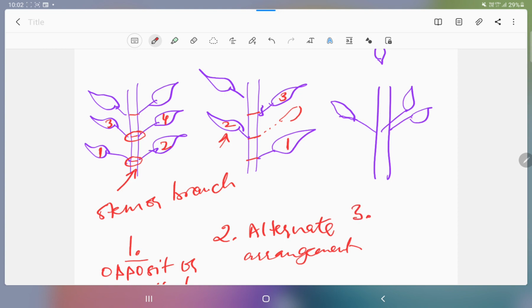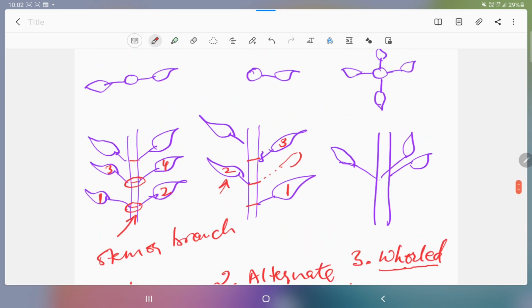And now let us look at the last type of arrangement. This type of arrangement is called whorled arrangement. The pronunciation is whorled arrangement. And what is this arrangement about? Let us look at this. There is one node, and from one node you will find more than two leaves. Here in this image I have got 1, 2 and 3 leaves. So 3 leaves are coming out from one node. There are always more than 2 leaves arising from the same node. So either there are 3 leaves, or 4 leaves, or 5 leaves, right? So such an arrangement is called a whorled arrangement.